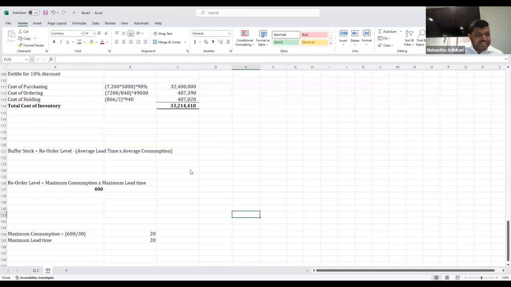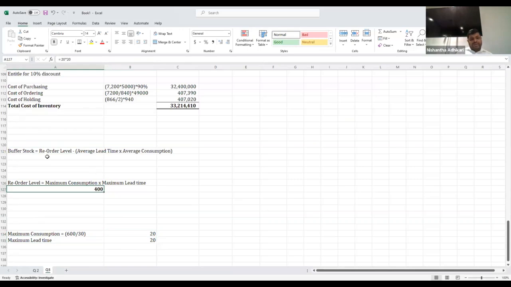Now, buffer stock is reorder level minus average lead time into average consumption. Reorder level means maximum consumption into maximum lead time. Maximum consumption, you will consume 600 units over 30 days. That means 20 units, right? Maximum lead time, it says 20 days. Therefore, maximum consumption for the period will be 400.